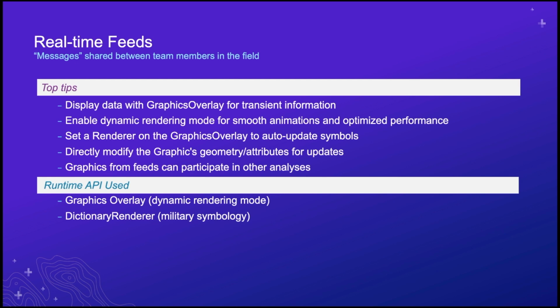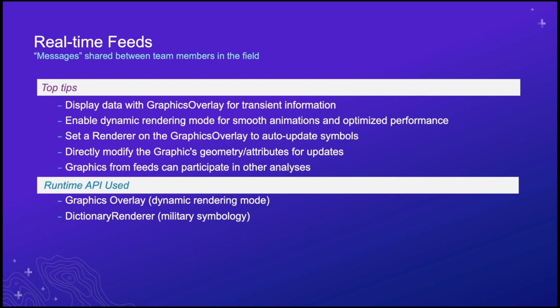Another tip is that if you need to update a graphic, you can simply update the geometry and attributes directly on the graphic instance. You don't need to create a new graphic and add and remove the old one. You can simply update the same one because it's using reference semantics. Finally, it's important to note that you can use graphics from your different feeds in your different analyses like line of sight and viewshed. We'll talk about that more later on in this talk.